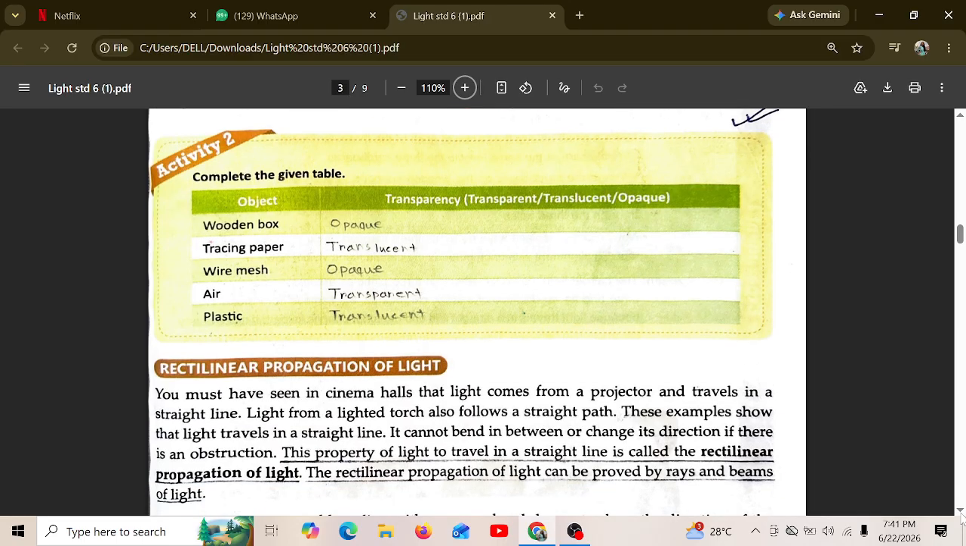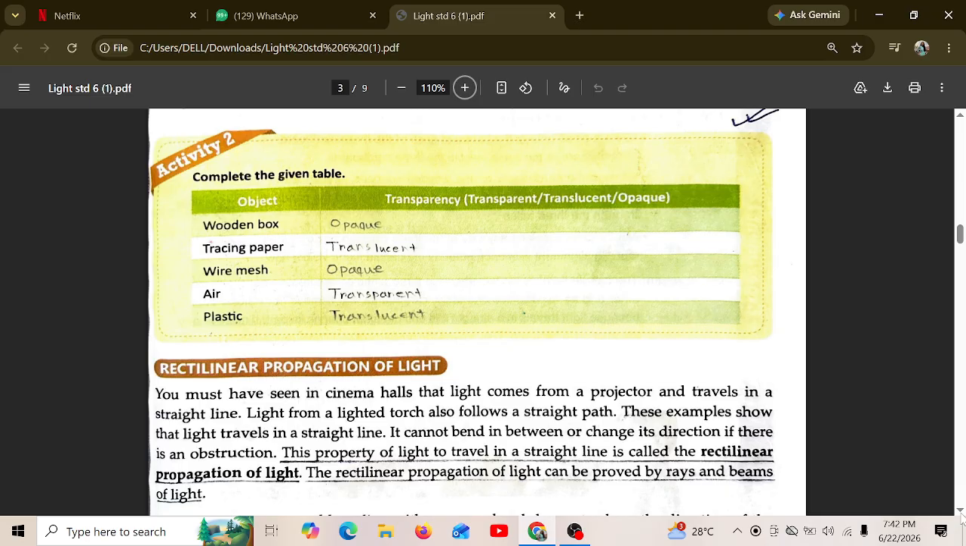Now children, one activity has been given where they are asking which type of object are these. Wooden box is considered to be an opaque object. Tracing paper is considered to be a translucent object. We can see butter paper also. In bakery, maybe some of your parents or you as well maybe have tried baking a cake at some point of time in your life. Maybe you have come across the butter paper. Butter paper or tracing paper are examples of translucent objects.